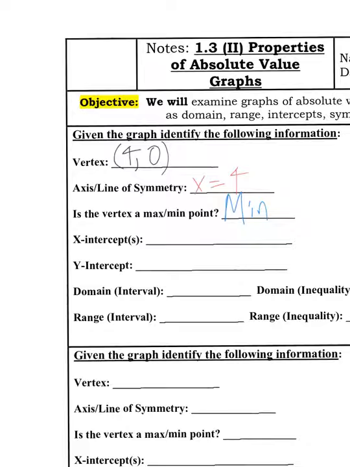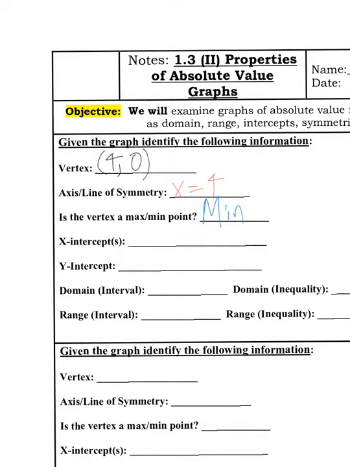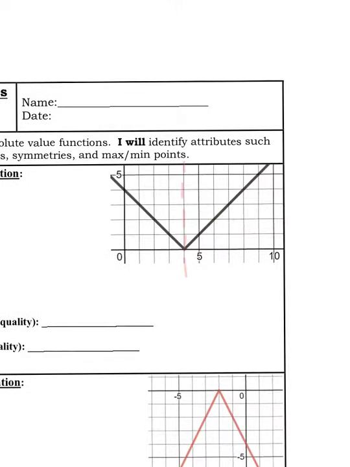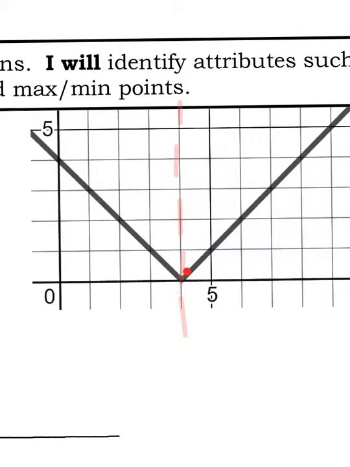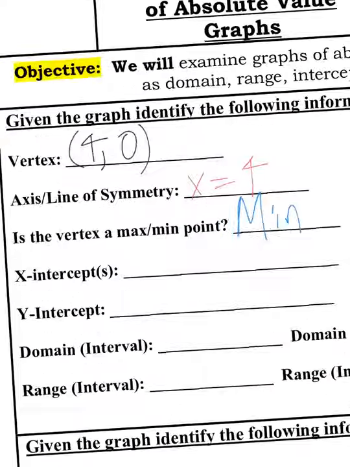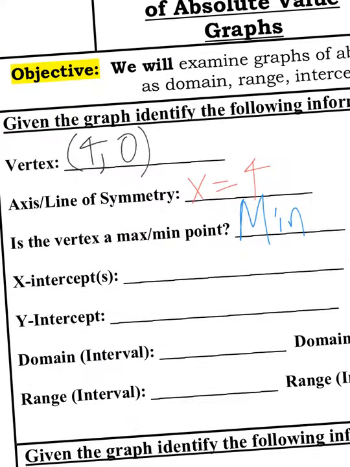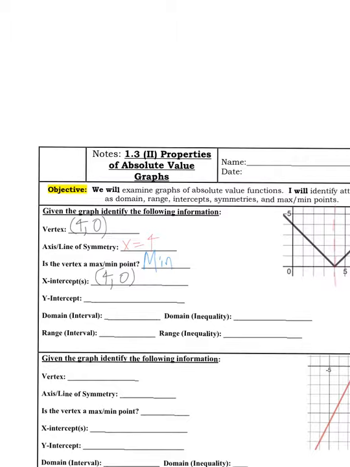And then identify the x-intercept, and I put the S in parentheses. Does it have more than one x-intercept? It only has one, and that's right here. Where's that at? That's negative 4, 0. That happens to be the vertex as well. I mean, positive 4, 0, excuse me. So 4, 0.